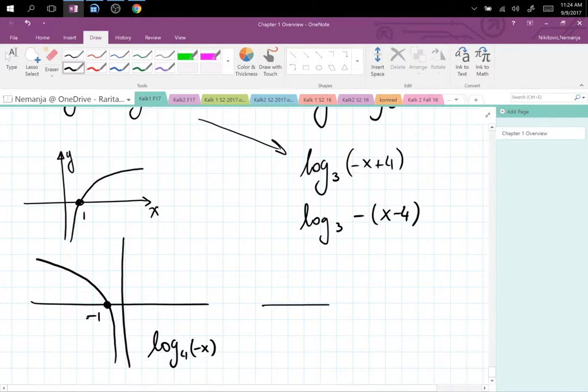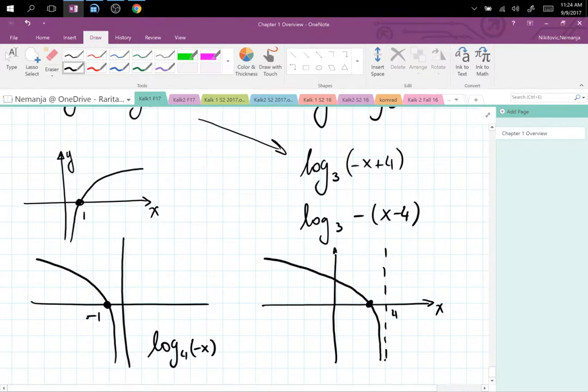So vertical asymptote is at 4. The log will go through 3. And it's going to look like that.